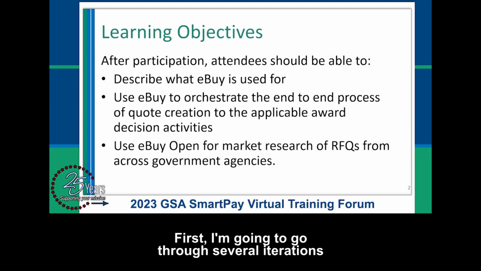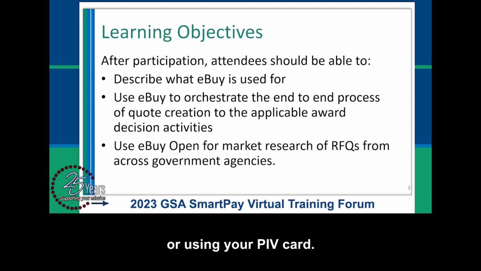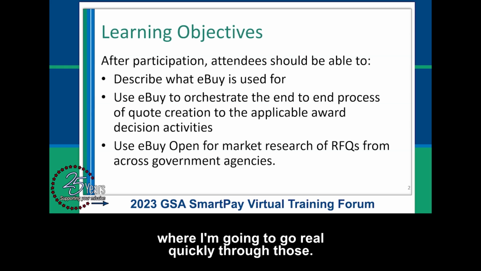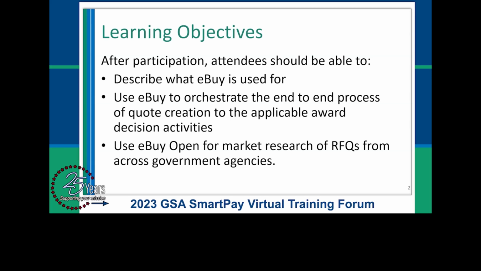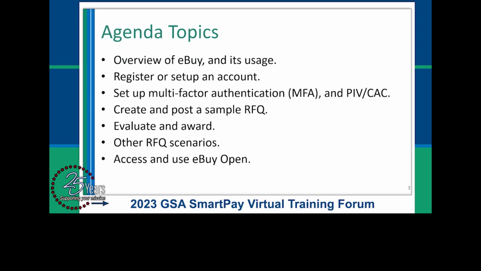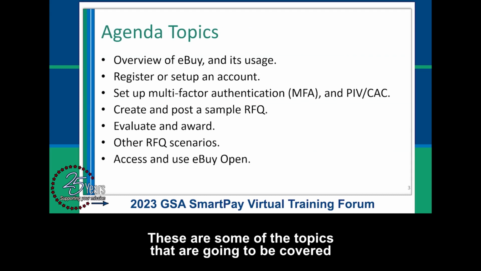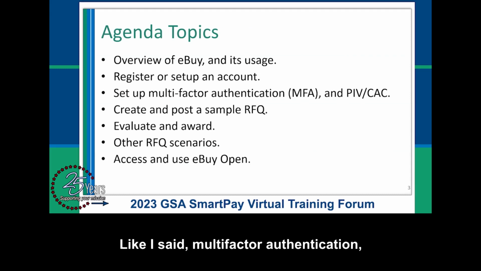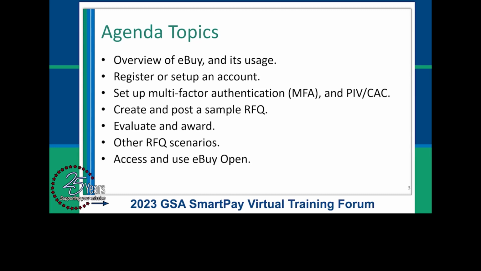First, I'm going to go through several iterations of creating a user account and how you can do the multi-factor authentication or using your PIV card. Those are some of the things where I'm going to go real quickly. And then we're also going to be going through eBuy Open. These are some of the topics that are going to be covered as we go through. Like I said, multi-factor authentication, creating the awards, evaluating awards, and also creating purchase orders.